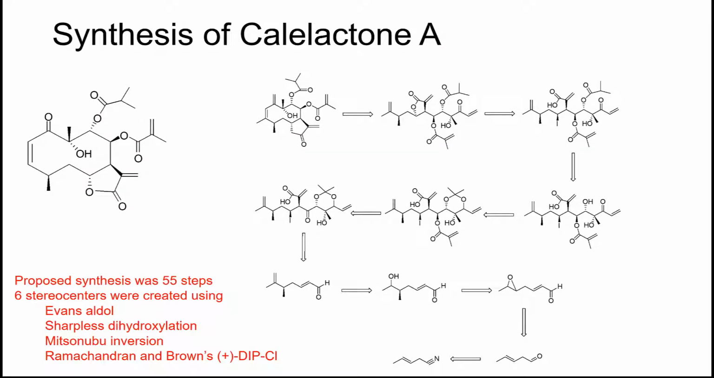This is a synthesis that I did in graduate school for Calelactone A, which is a natural product. The molecule itself doesn't actually look that complicated, but the proposed synthesis that I had was in total 55 steps. I had to create 6 stereocenters using different reactions including Evans aldols, Sharpless dihydroxylations, Mitsunobu inversions, and a Ramachandran and Brown's reagent called dip chloride. I don't remember what the last 2 reagents are at this moment in time, but I'm sure in graduate school I knew what they were.